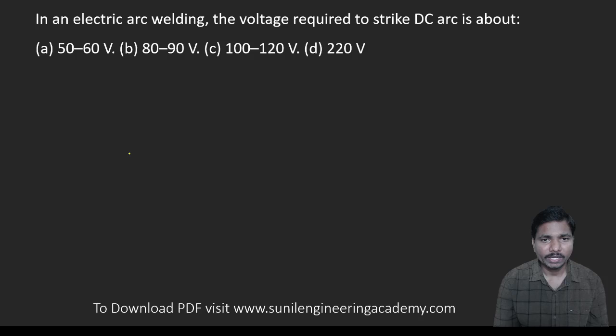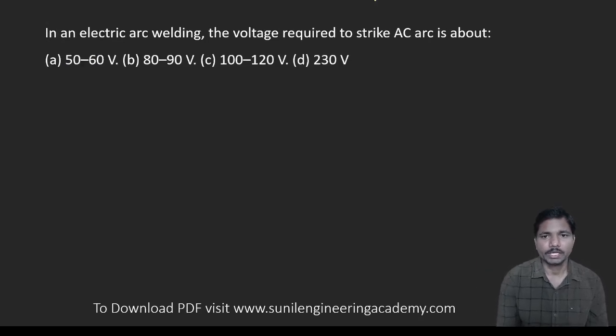In electric welding, the voltage required to strike a DC arc is about what? For DC, less voltage is required, so just 50 to 60 volts. If it is AC, then it will be 80 to 90 volts. Yes, here they have given that in case of AC, we require 80 to 90 volts.